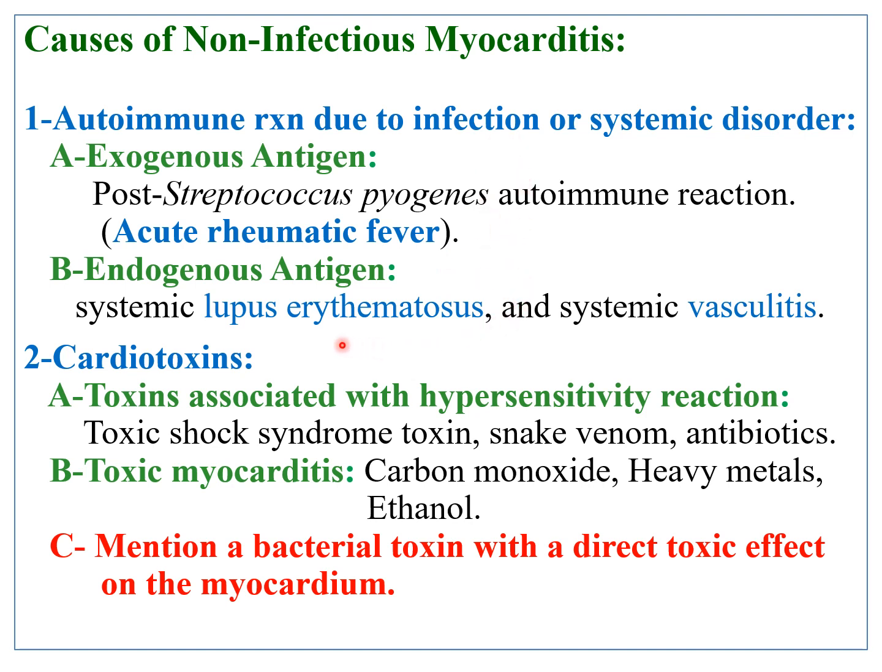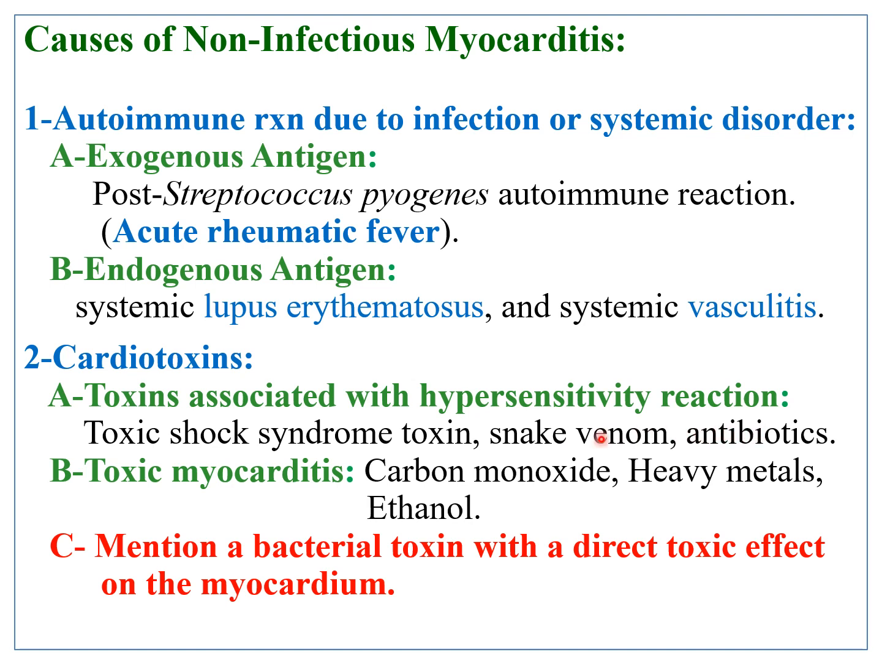Other non-infectious causes include cardiotoxins, and these toxins can affect the myocardium either by initiating a hypersensitivity reaction, just like the case of toxic shock syndrome toxins produced by Staphylococcus aureus and Streptococcus pyogenes. These toxins work as superantigens and they can lead to a huge inflammation that can affect the myocardium. Snake venoms and some antibiotics can also initiate hypersensitivity reactions with severe inflammation that can destroy the myocardium.